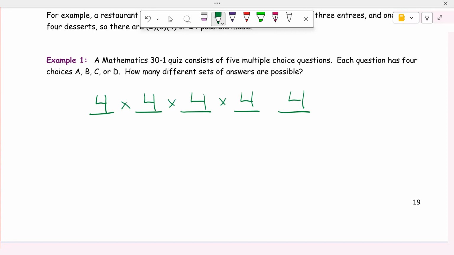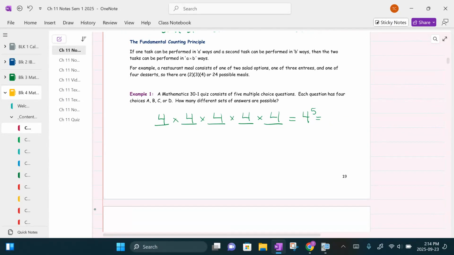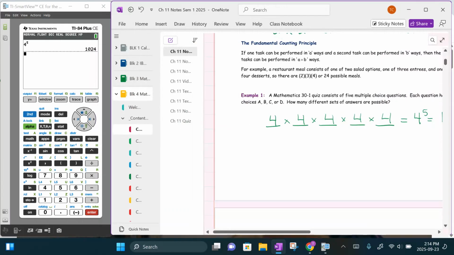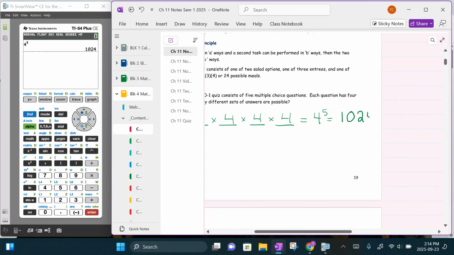So again, right, this is the same as 4 to the power of 5. So 4 to the power of 5. Right, so there's 1,024 different ways you could bubble that in. Okay?